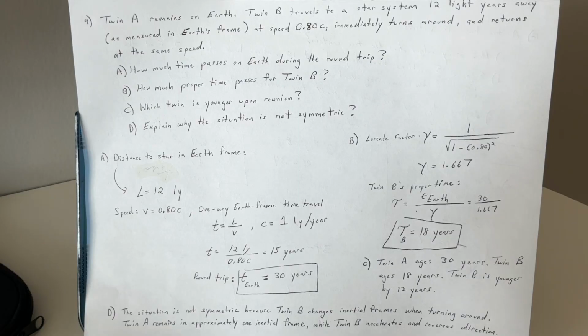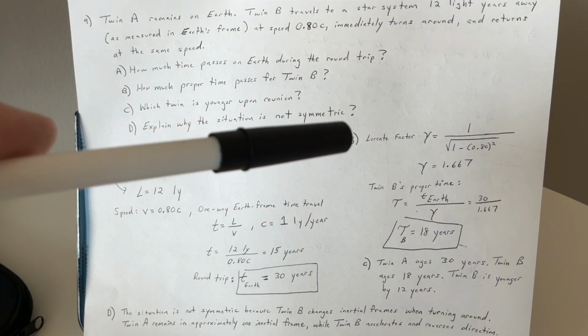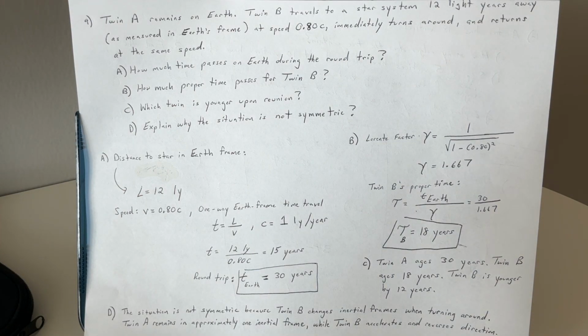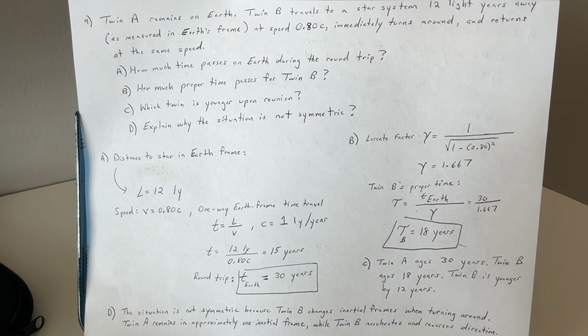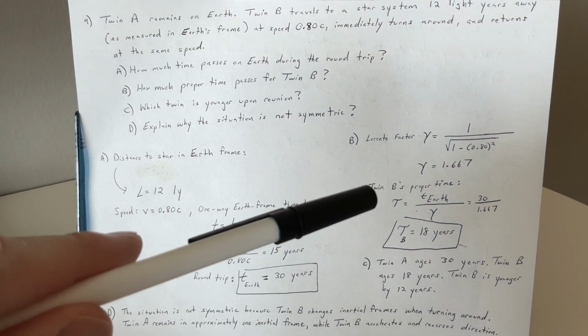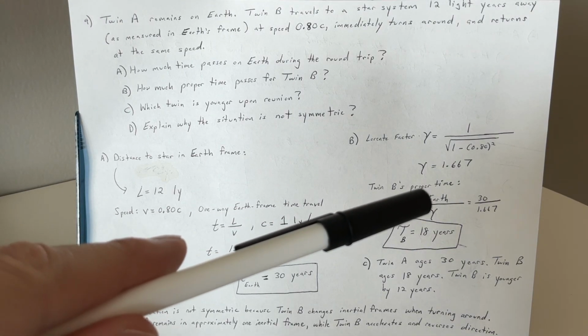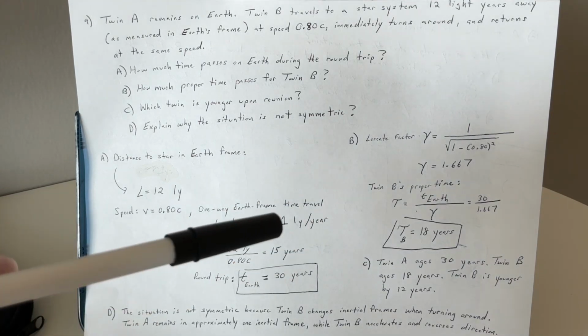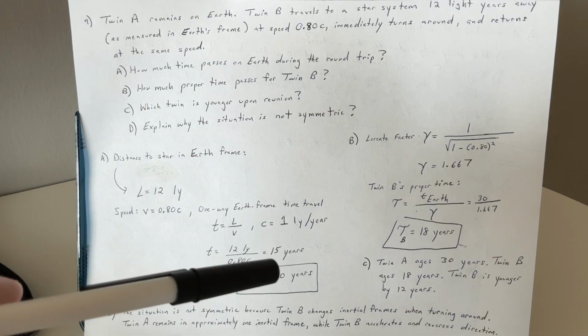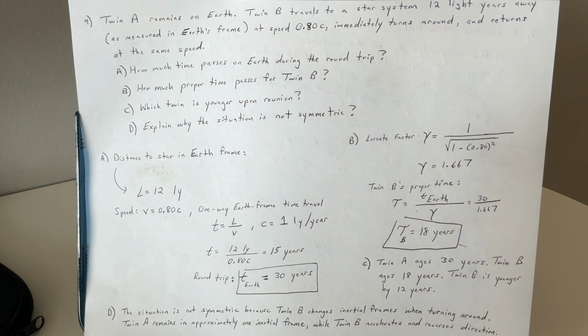Letter B, how much proper time passes for twin B? Okay, so the Lorentz factor, calculate that. That's 1 over the square root of 1 minus 0.80 squared, which is approximately 1.667. So twin B's proper time would be T sub Earth over the Lorentz factor, the 30 year round trip time over 1.667. So for twin B, that is 18 years.